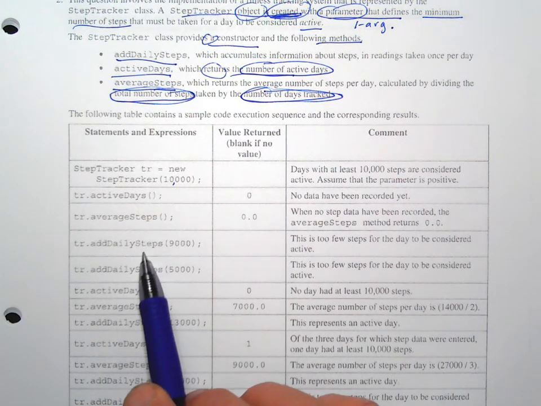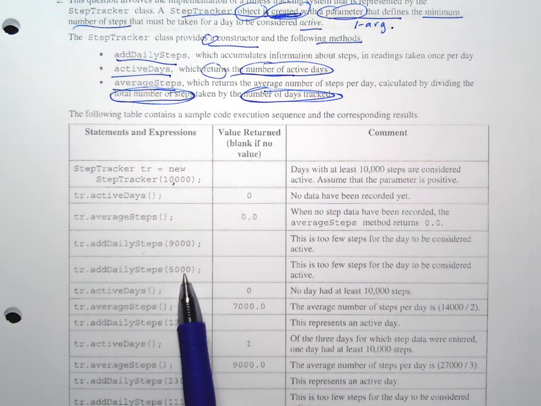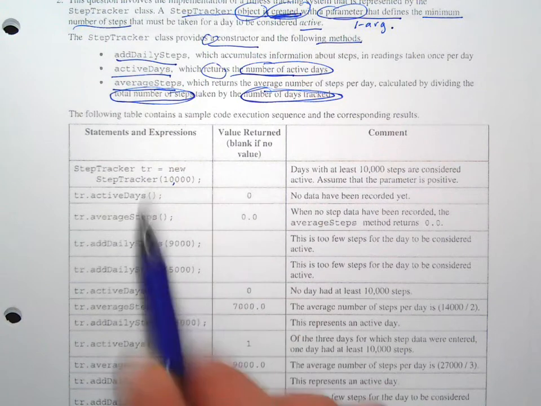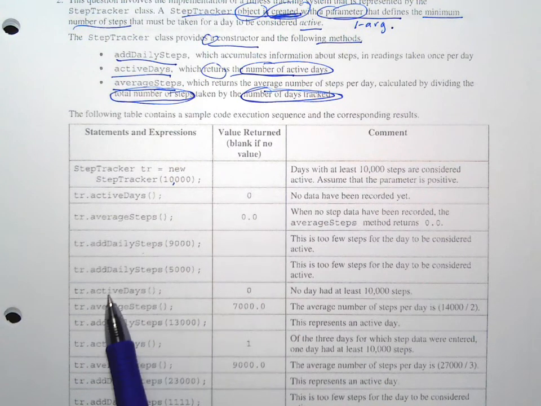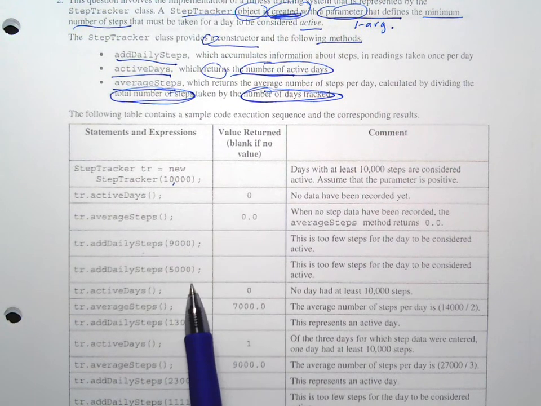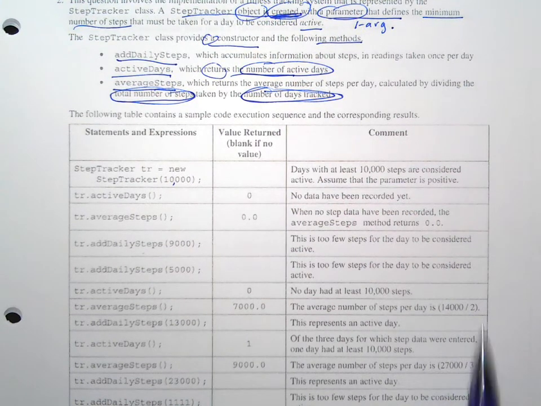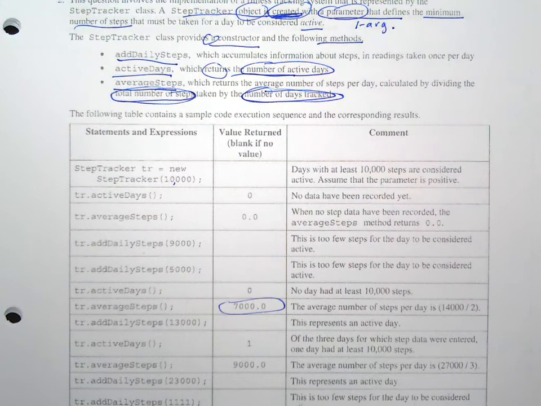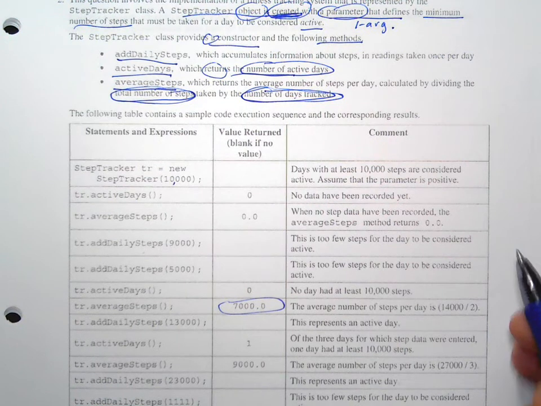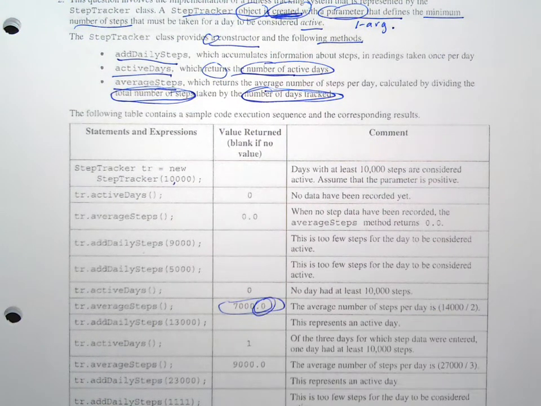Now we're going to add 9,000 steps. Now that's not enough to be active. Add 5,000 more. Still not enough to be active. It's got to be in a single day to be active. Now, if you do activeDays, there's no active days, but averageSteps is going to be the total steps, 14,000 divided by 2. Now it's got to be a double, because we're going to get fractions of steps per day. But that 0.0 tells you it's got to be double, okay?